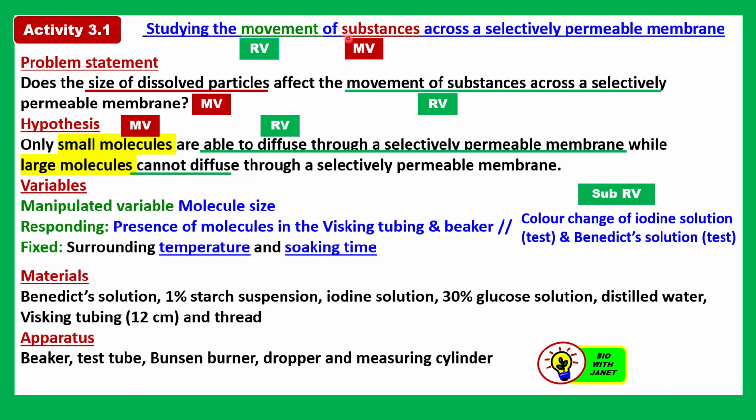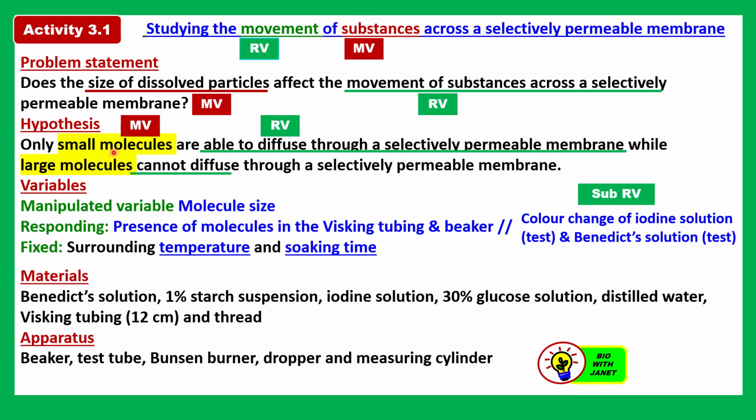So problem statement: does the size of the dissolved particles or molecules affect the movement of substances across a selectively permeable membrane? Problem statement is always a question. Here you still have your MV and RV. The movement of the substances is the RV, and the size of the dissolved particles or size of molecules is your MV.